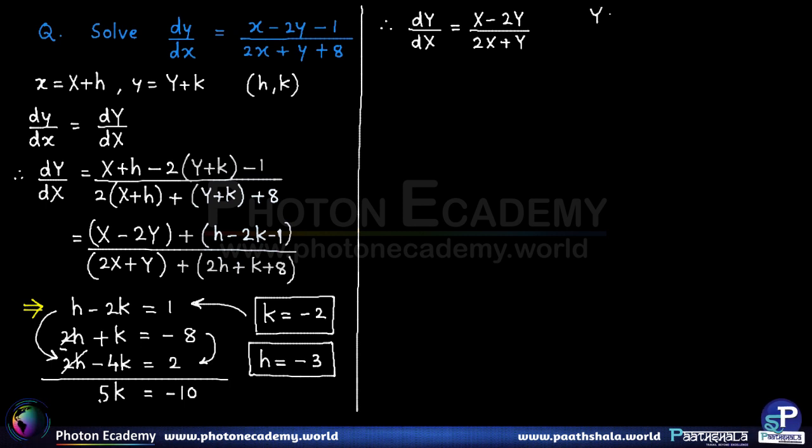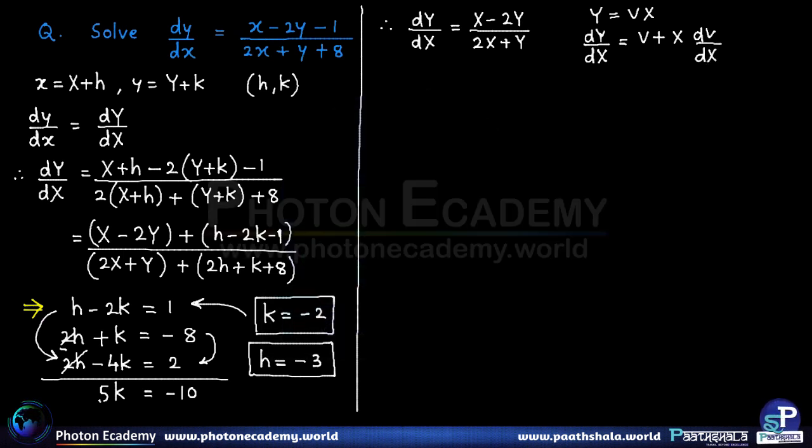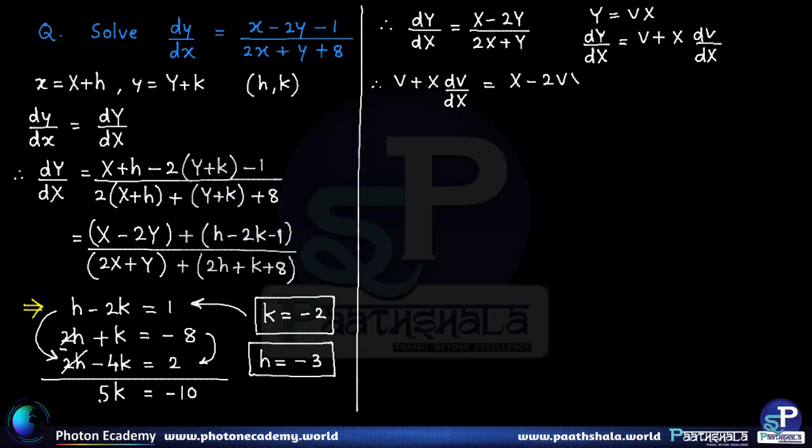So for that, as we are already aware, we have to put y as vx. So therefore we have dy by dx as nothing but v plus x dv by dx. Alright, so therefore we get v plus x dv by dx is equal to (x minus 2, in place of y we write vx) whole upon (2x plus vx).